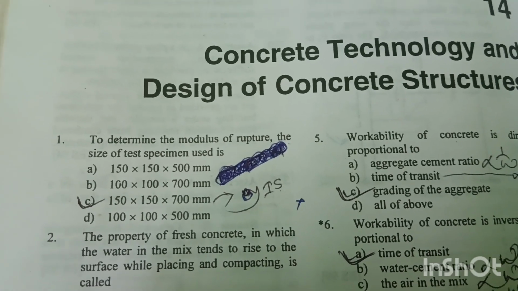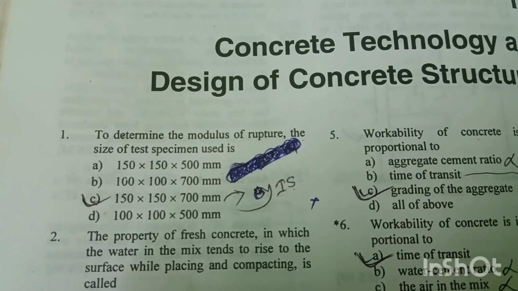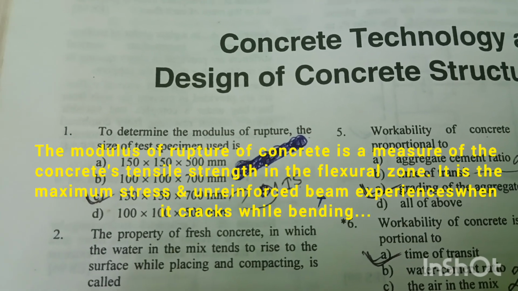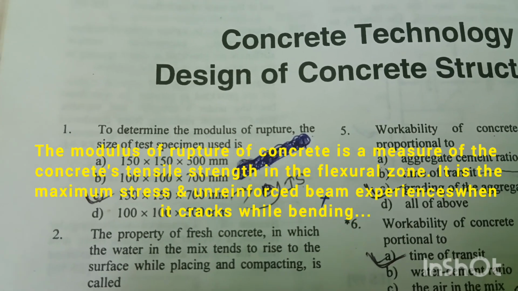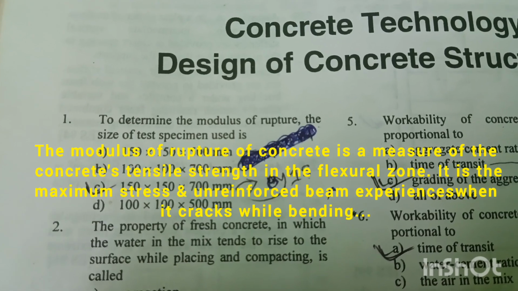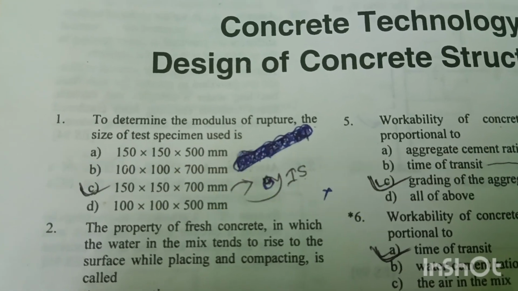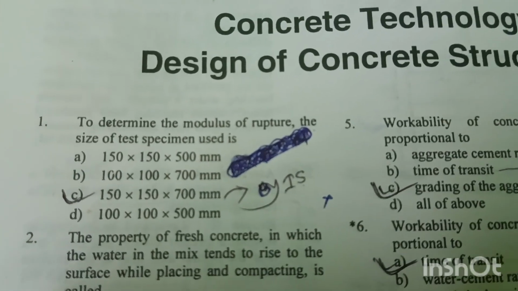Question number 1. To determine the modulus of rupture, the size of test specimen used is 150 mm x 150 mm x 700 mm. Option C is the right answer.